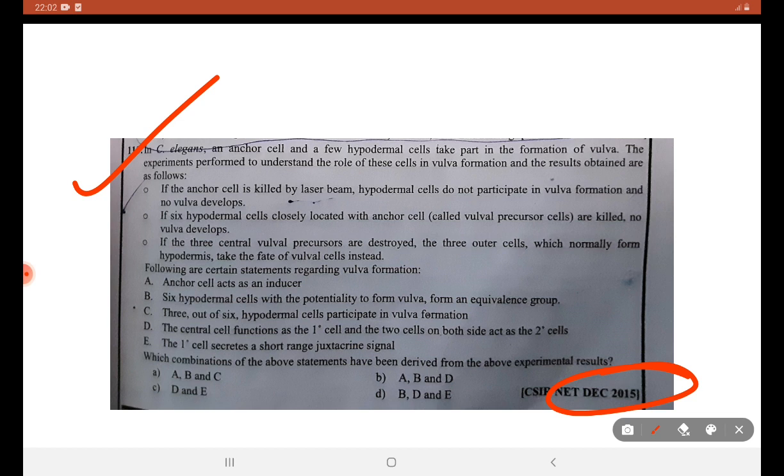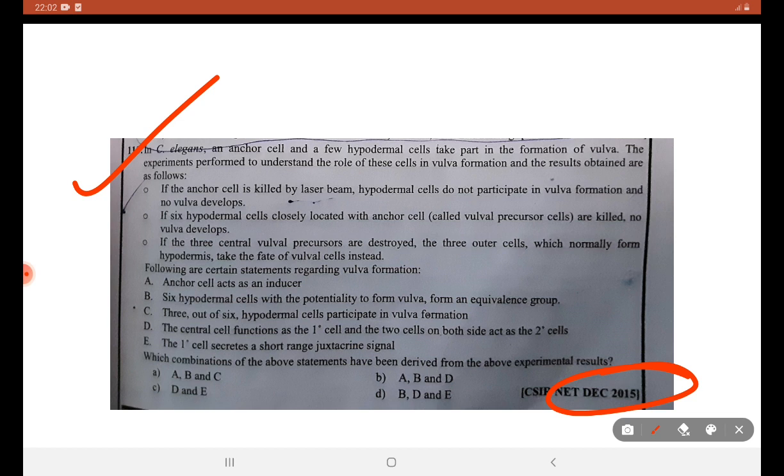The 6 hypodermal cells closely associated with the anchor cell are called vulval precursor cells. If the anchor cell is killed, no vulva develops. If the 3 central vulval precursor cells are destroyed, the 3 outer cells, which normally form the hypodermis, take the fate of vulval cells instead.